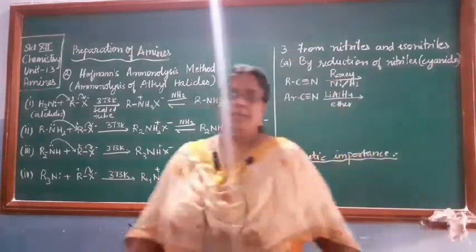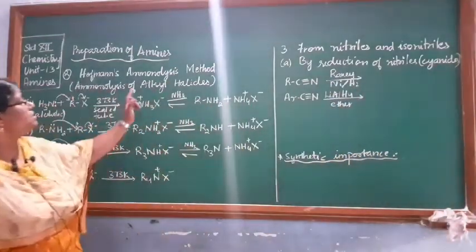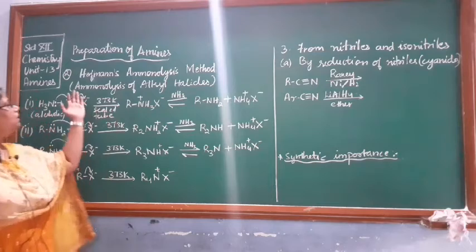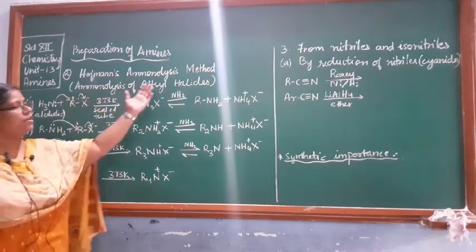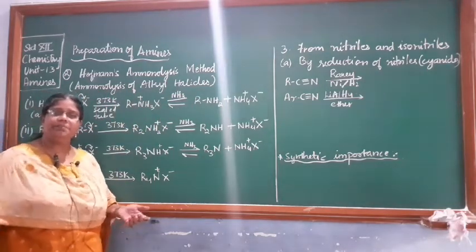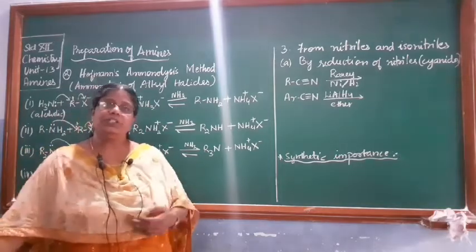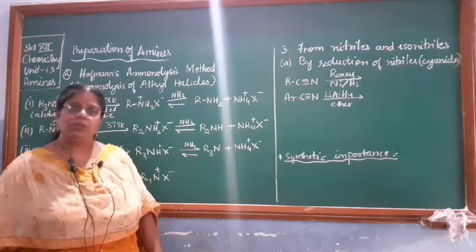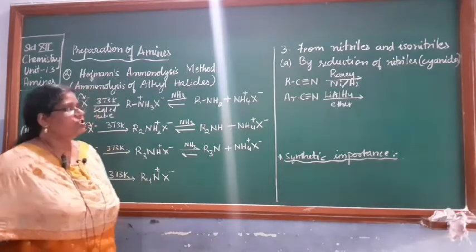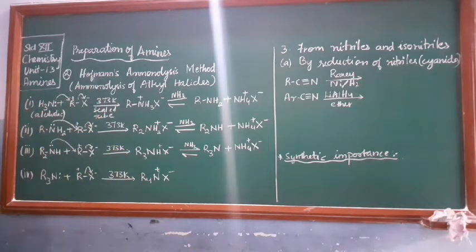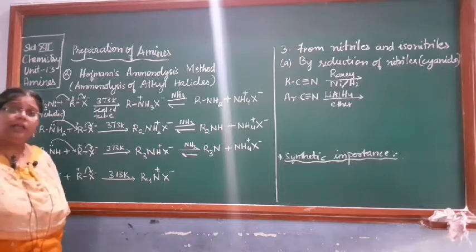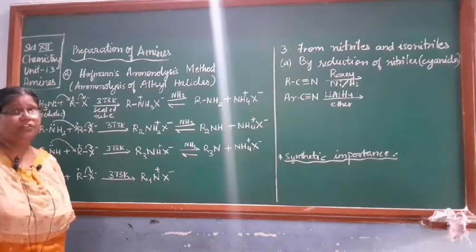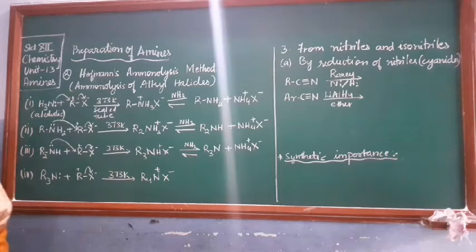The second method is Hoffman's ammonolysis method, or we say ammonolysis of alkyl halides. You know alkyl halides, matlab any compound which is having Cl, F, Br, I, all the halogens as the functional group. They are known as halides. We had a chapter on haloalkanes, isn't it? So using alkyl halides, we can have the preparation of amines. Okay, वो किस तरह से?